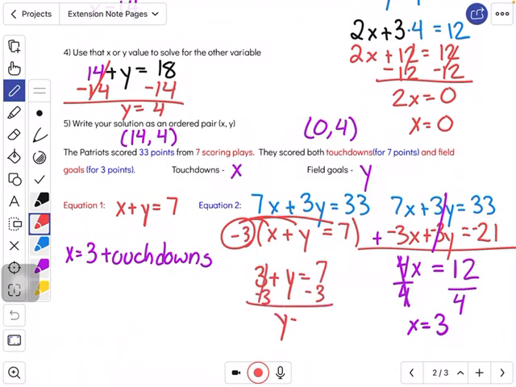Apparently I really liked y equals 4 in this problem, in this worksheet today. Didn't do that on purpose. So that's 4 field goals. Ta-da!